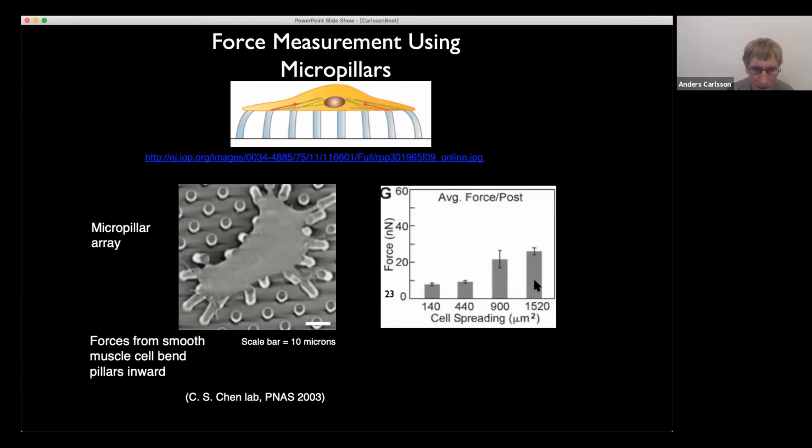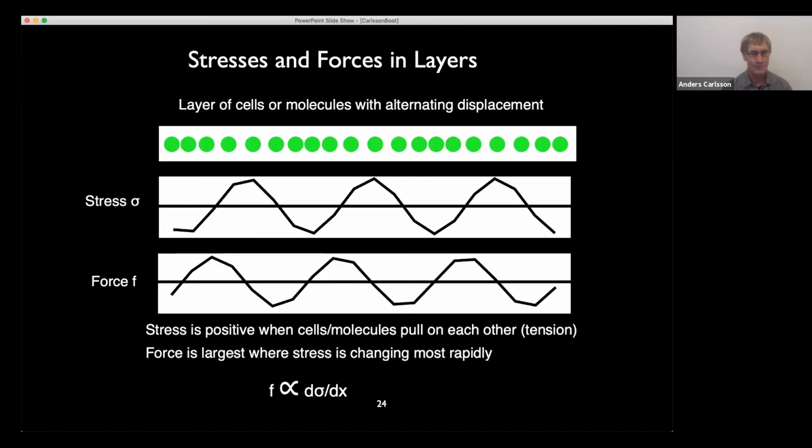And they found that the force per post increased with the spreading of the cell. And it's not known completely why. The natural thing would have been to say that, yeah, a spread cell exerts a larger force than an unspread cell. But this is saying even more. This is saying that it exerts a larger force per post. So it's a phenomenon that there's no definite explanation of.